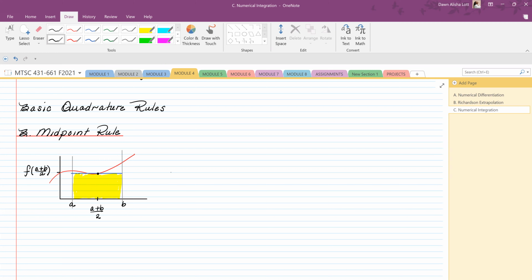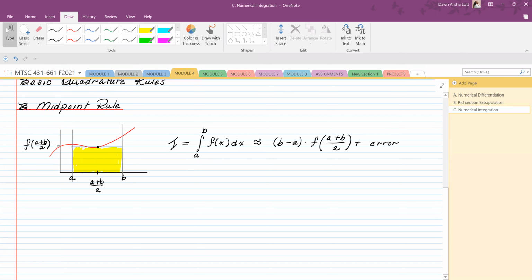And when I take the midpoint of the interval, then my integral, which is the integral from A to B of f of x dx, is going to be approximated by the width, which is b minus a, times the height, which is f of a plus b over 2, plus whatever error comes my way. That's the midpoint rule.